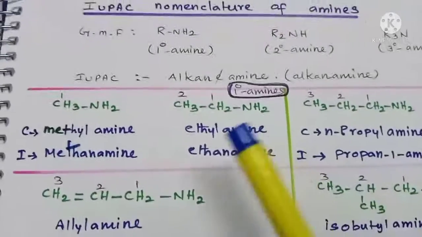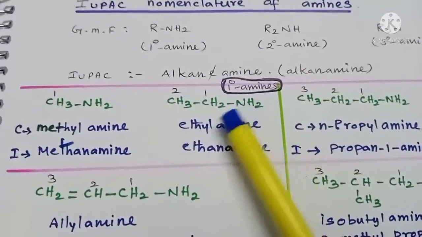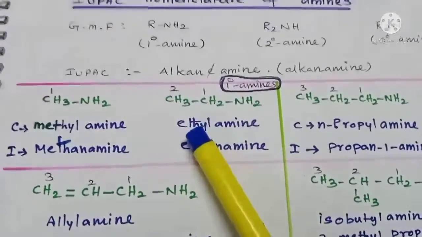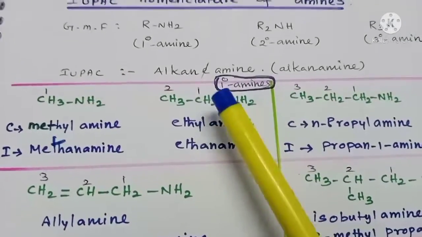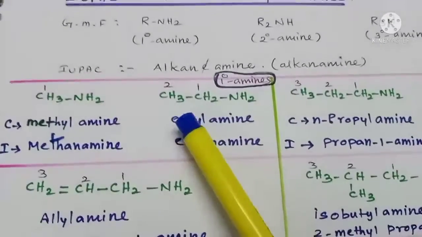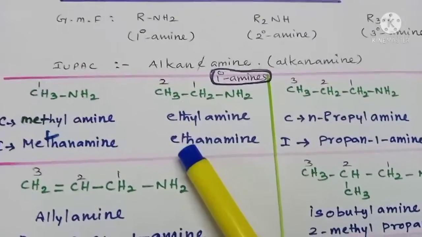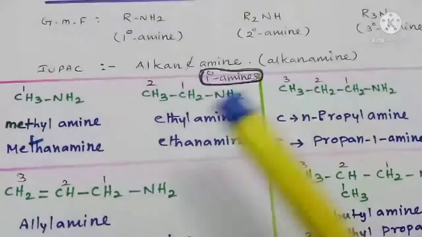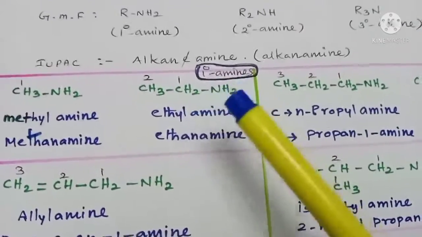Look at the next compound, with formula CH3CH2NH2. The CH3CH2 group is nothing but the ethyl group, so in the common system it is called ethylamine. In the IUPAC system, the 2-carbon alkane is ethane, so the E is replaced by amine, giving ethanamine. Very simple. Methylamine, methanamine; the 2-carbon derivative of primary amine, ethylamine, ethanamine.